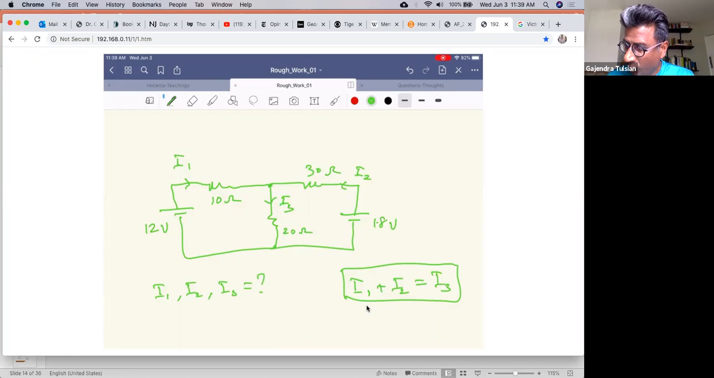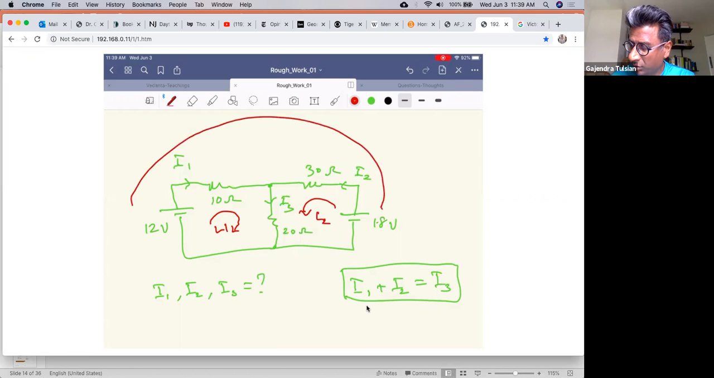All right, we need two more equations. So what we'll do is apply the loop rule. This can be loop 1, this can be loop 2, and this can be loop 3. Going around the outside, that's loop 3, here's loop 1, and here's loop 2.